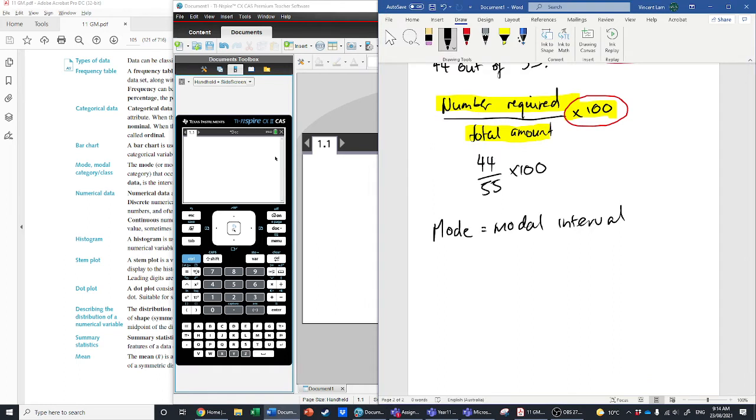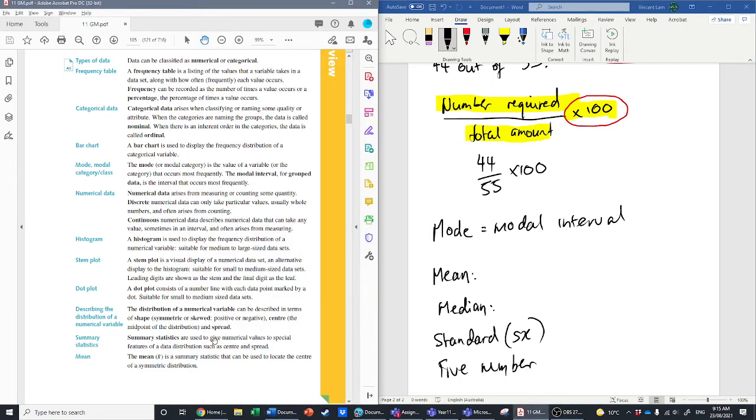Let's just do the mean, median, standard deviation. Now, standard deviation is SX. Please keep that in mind. We want SX, not the other one. And then we've got the 5-number summary. Now, depending on the book, this one calls it a 5-number summary.